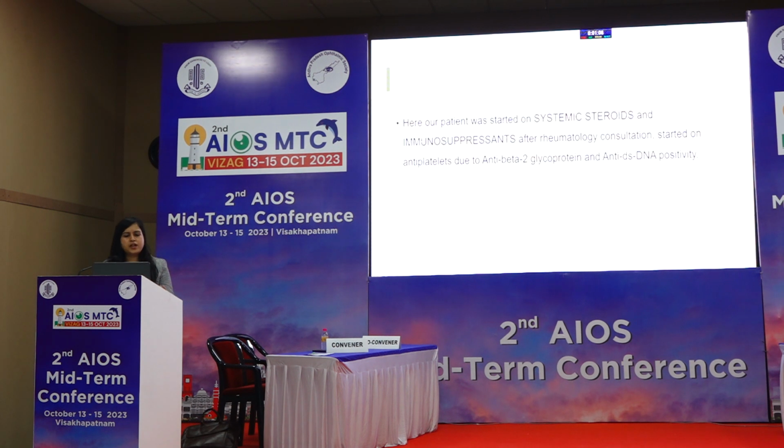Here our patient was started on systemic steroids and immunosuppressants after rheumatology clearance, and she was also started on antiplatelets later due to anti-beta-2 glycoprotein and anti-dsDNA positivity. She was also prescribed artificial tears 4 times a day. She has been on regular follow-up with the gastroenterology and ophthalmology departments.